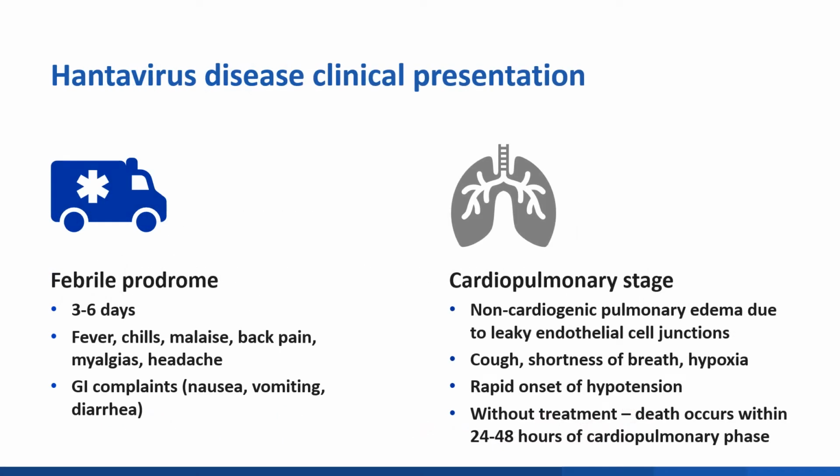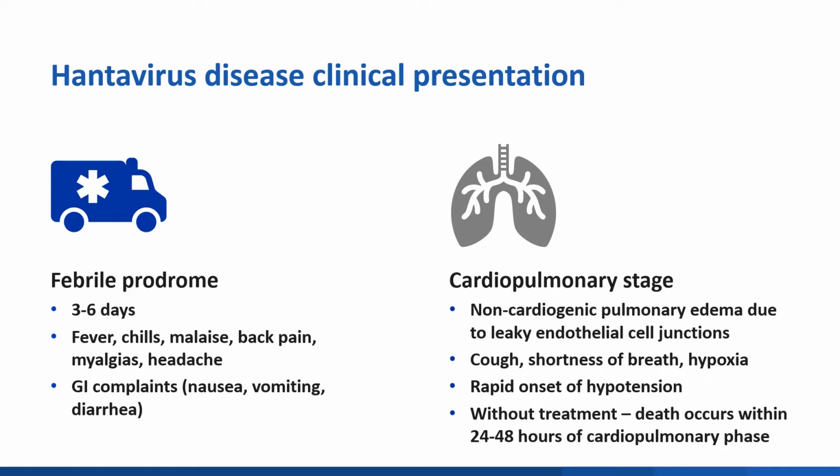The acute course of hantavirus disease can be broken into 2 stages. The first stage is the febrile prodrome. This lasts approximately 3 to 6 days, and patients may report fever, chills, malaise, back pain, myalgia, and headache. Although many of these patients seek medical evaluation, they are often diagnosed with a nonspecific viral syndrome, and hantavirus is not suspected. The second stage is the cardiopulmonary stage.